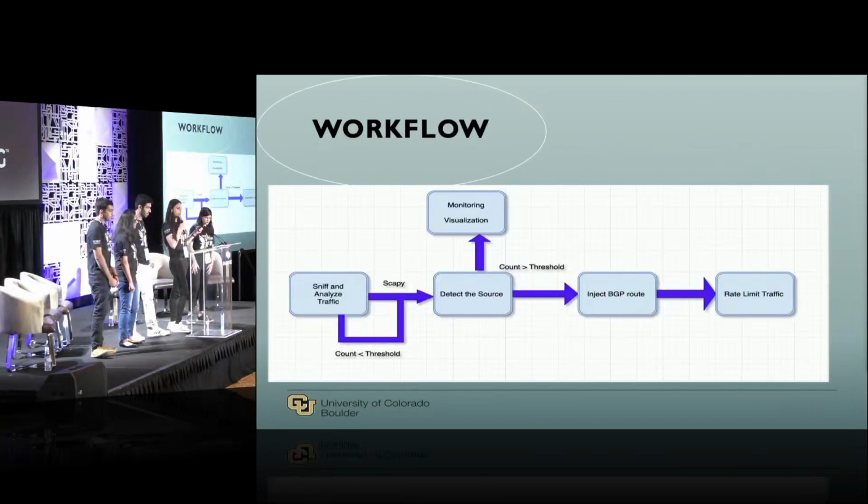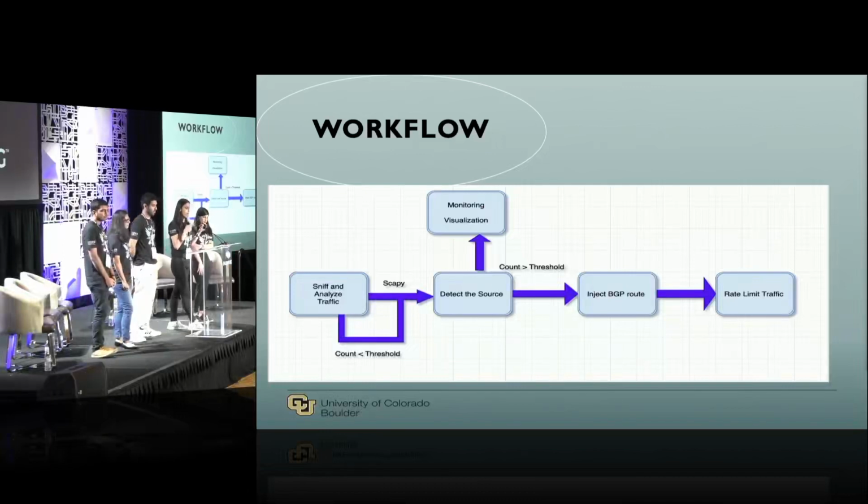This is the rough flow of our hack. We would sniff and analyze any traffic that enters into our network. If the traffic crosses a certain threshold, the HTTP request, we detect the source of the traffic using Scapy and send the traffic for monitoring or visualization. And at the same time, using ExaBGP, we inject a route into the network. And after injecting the route, when the traffic comes in, we rate limit the traffic. Over to Sadhvi.